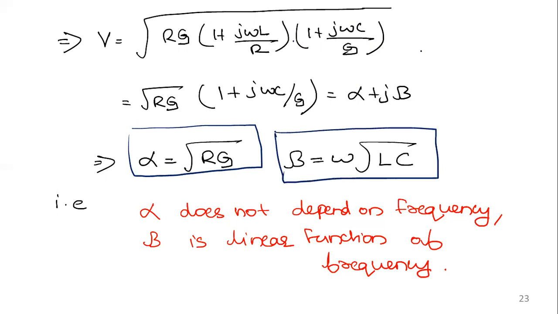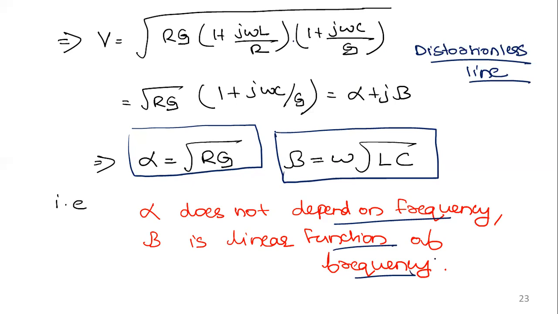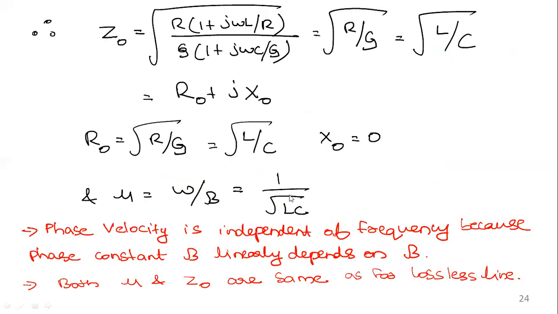So this is for a distortionless line. So what is the result? Alpha does not depend upon frequency, and beta is linearly depending upon frequency omega. Okay, you got it. Now we will just conclude.